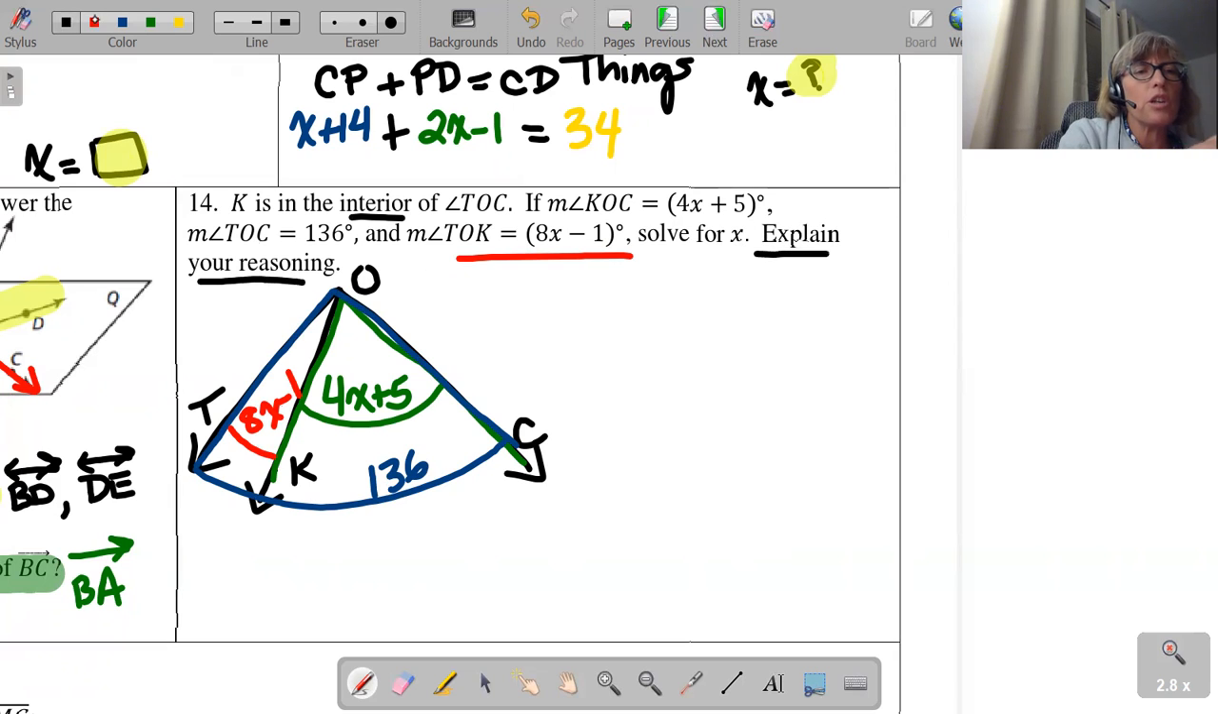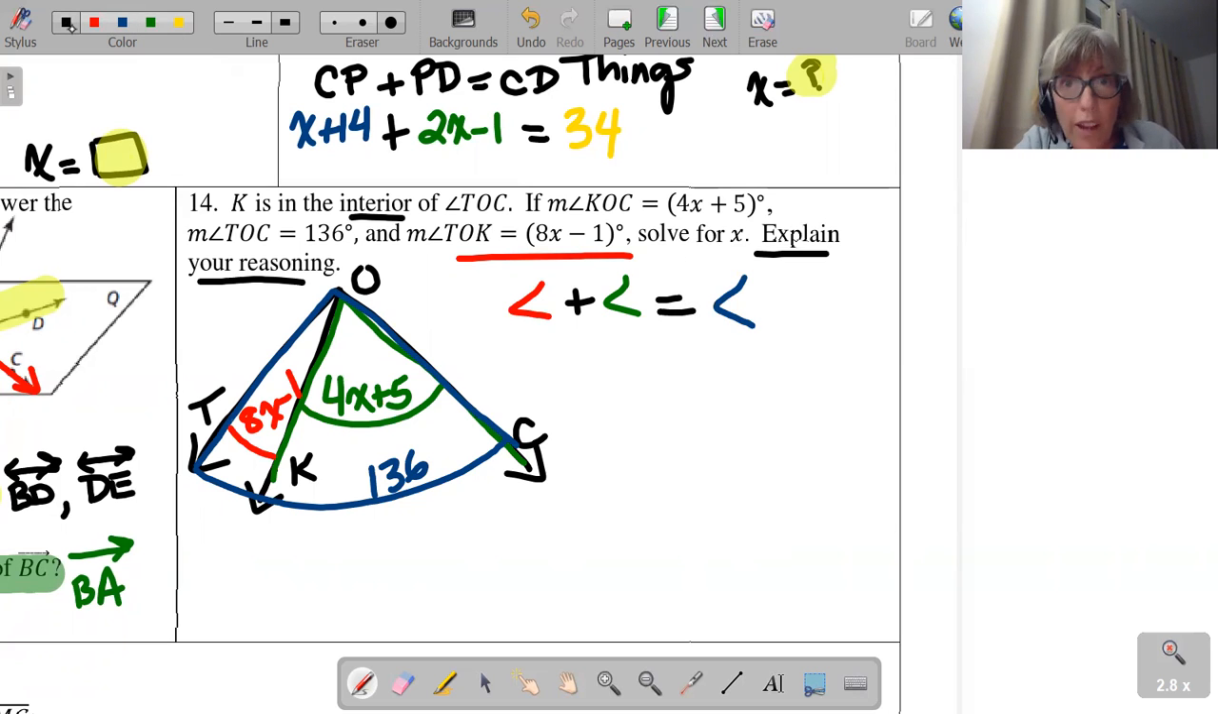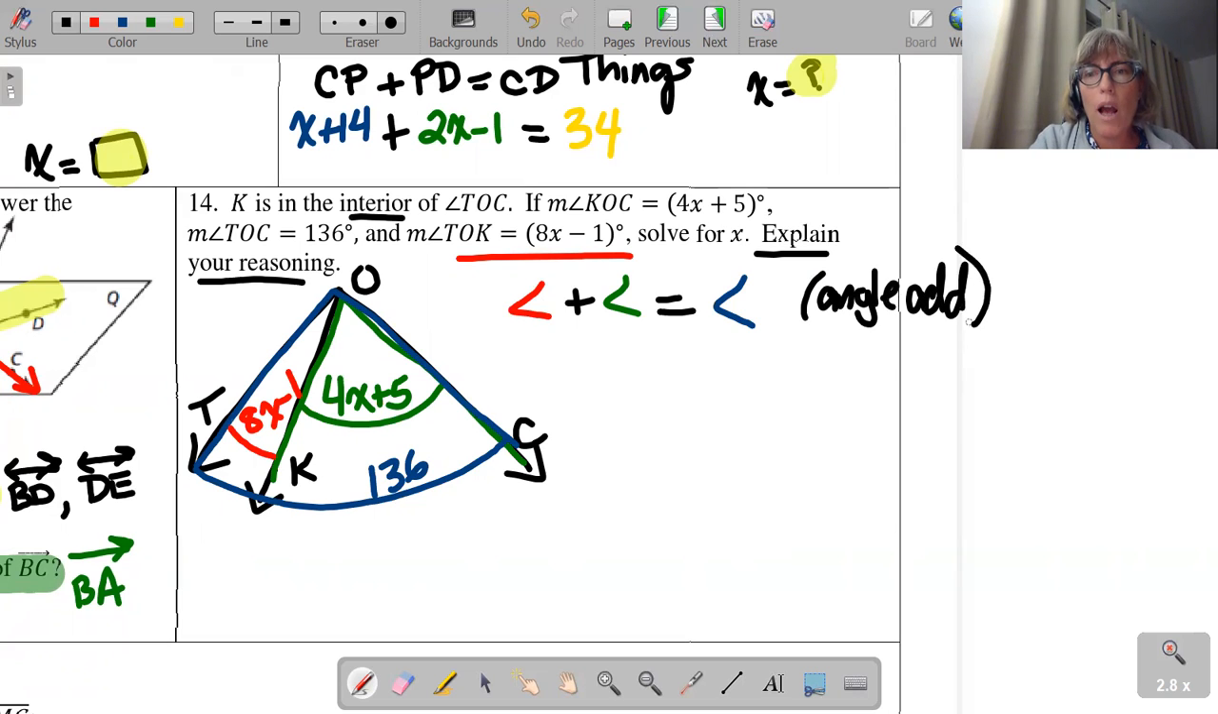Your reasoning is going to include this simple concept. One small angle plus the other small angle equals the larger angle. And the super fancy name for little angles add up to big angles is called angle addition. Wow. Yeah, so complicated, I know. And then you just plug it in.